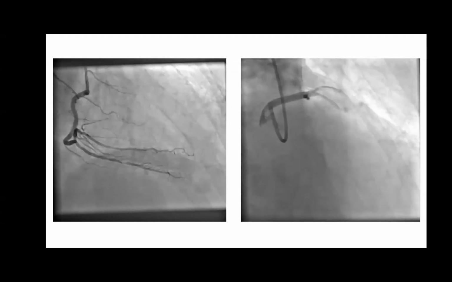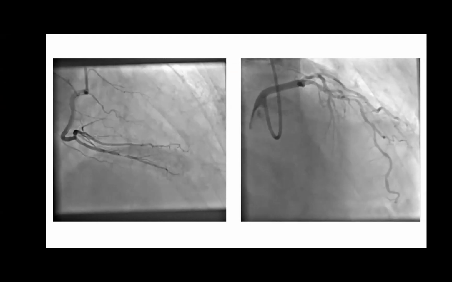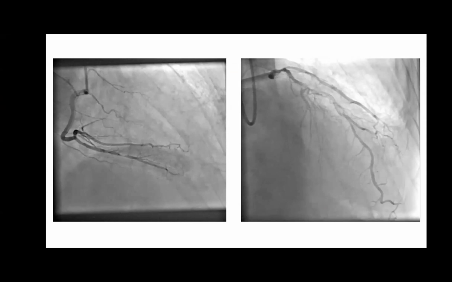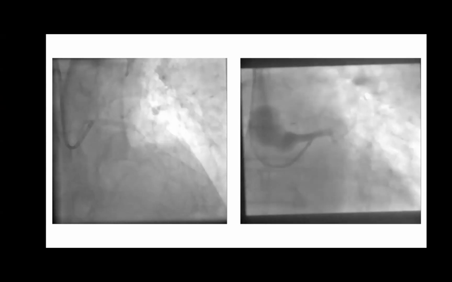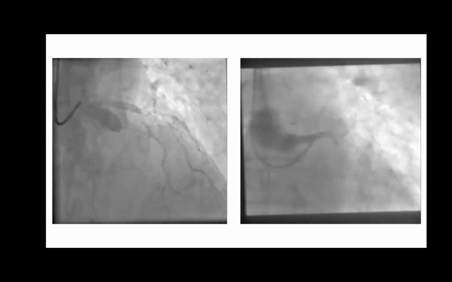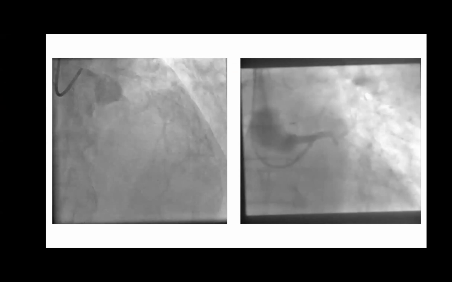So what do you do normally then? Would you persist with the same guide, or think about upsizing? I think a 3.75 would have sat in more easily and more commonly. And then this was the next shot after it, which was a complete dissection of the LAD extending back into the aorta. So it was a left main dissection extending into both the LAD and left circumflex.